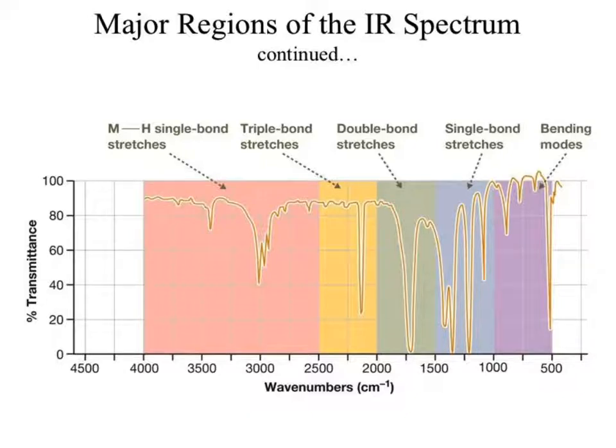Your textbook did a pretty nice job of summarizing what you can expect to find within those regions. Between 4,000 and 2,500, we expect to see hydrogens, and in particular, any atom connected to hydrogen, be it oxygen, nitrogen, or carbon. We would expect to see those signals show up in that range. Then they mention triple bonds, double bonds, and single bond stretches, and at the very end bending modes. Bending is a vibration, not easy to interpret.